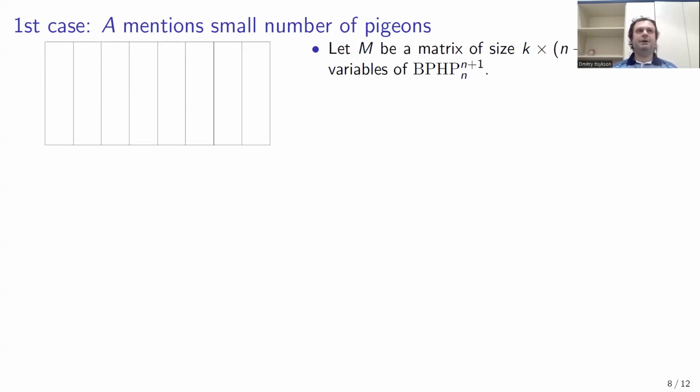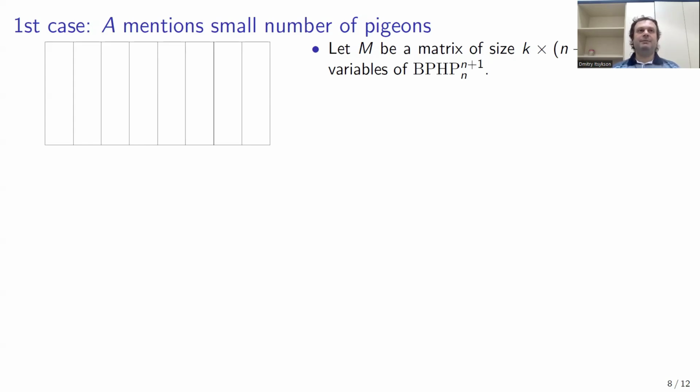Let us discuss the main ideas of the first case, where the set of axioms from which clause C is derived mentions a small number of pigeons. In this case, we demonstrate our main technical tools. Consider a matrix in variables of the binary pigeonhole principle. On the picture, we enumerate columns such that first we enumerate variables corresponding to the first pigeon, then the second, and so on.